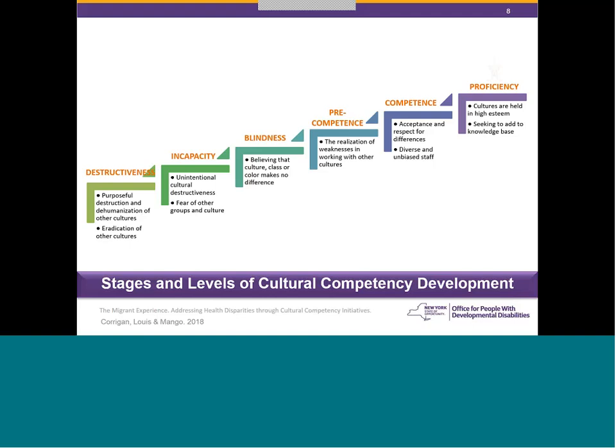Finally, level 6 is proficiency, what every care coordination organization strives for. At the proficiency level, cultures are held in high esteem, and there is constant development of new approaches seeking to add to the organization's knowledge base. Evidence-based health and mental health practices, interventions, training, and education models are published and distributed by the proficient organization. And other organizations receive support and mentorship as they progress along the cultural competence continuum.